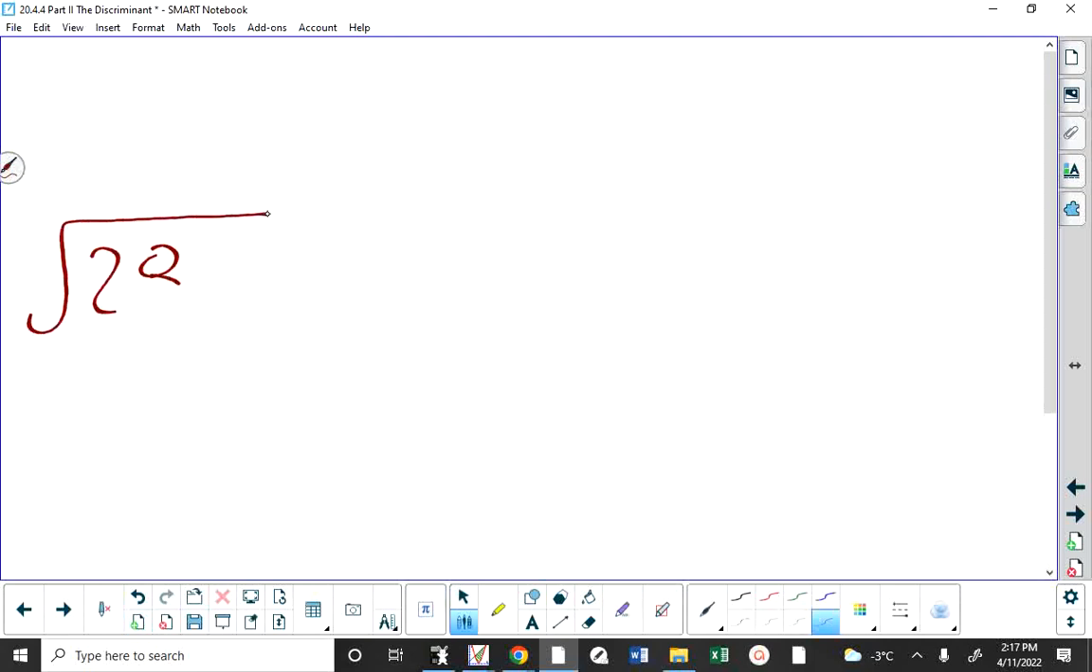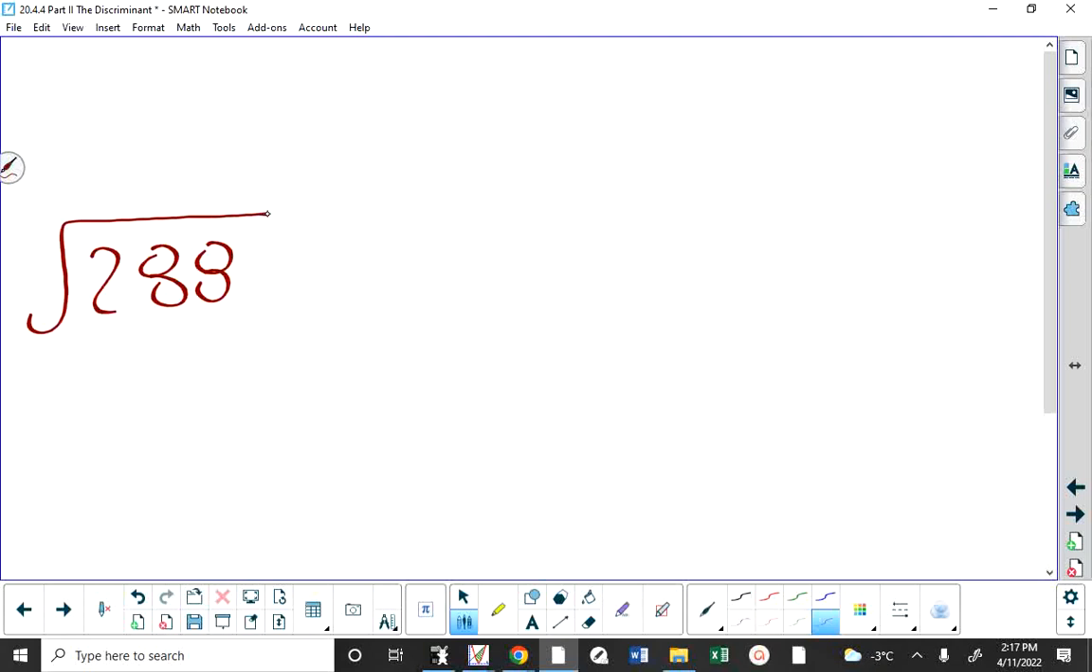Do you agree that ultimately what breaking this down boils down to is knowing your times tables? Knowing what pairs of numbers multiply to give 288. So I'm going to show you a way that your calculator can generate pairs of numbers that multiply to give 288. It's very simple.